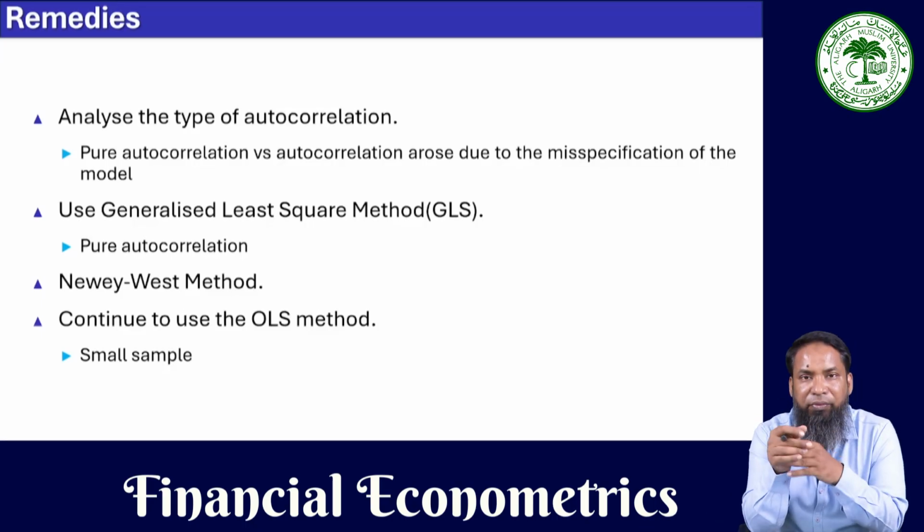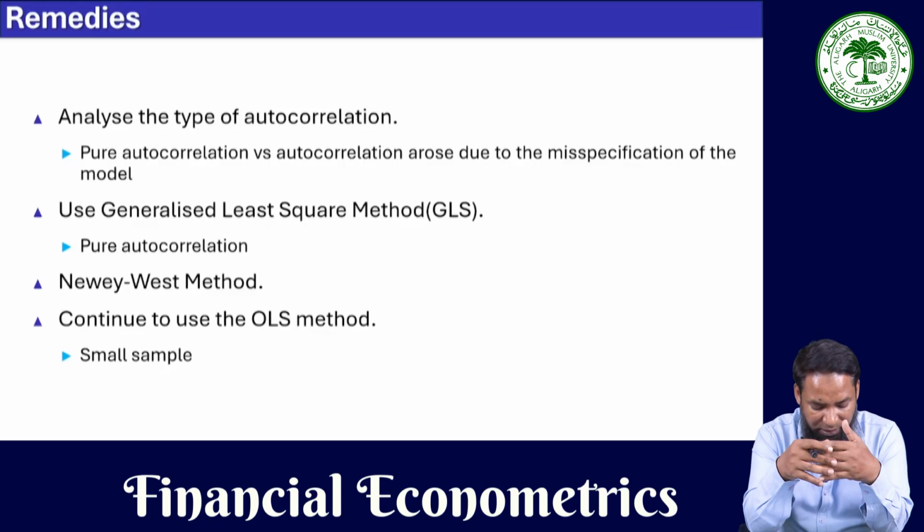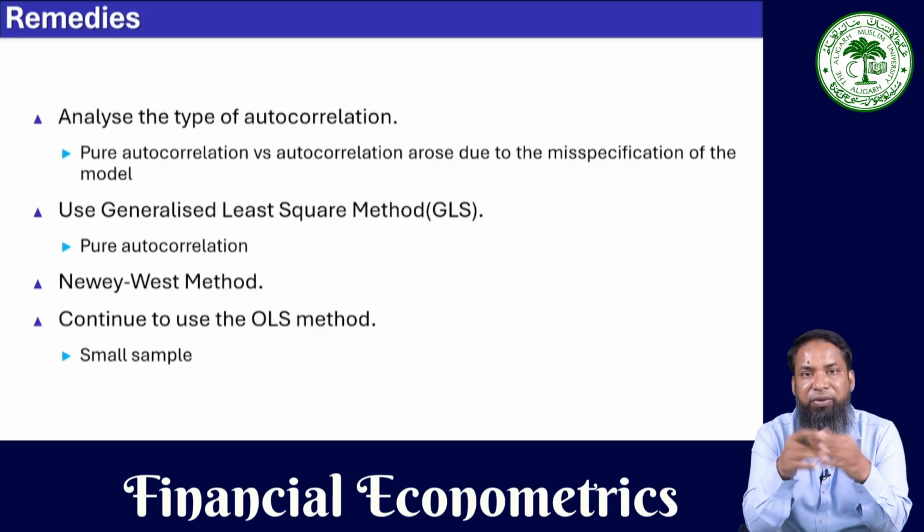First, analyze the type of autocorrelation. We have to see what kind of autocorrelation we have: pure autocorrelation, or autocorrelation due to misspecification of the model. Pure autocorrelation arises by the structure of the data. If that is the case, then we can use the generalized least squares method. However, if we have autocorrelation due to misspecification, we can correct those misspecifications, and by correcting them we can remove the problem of autocorrelation.